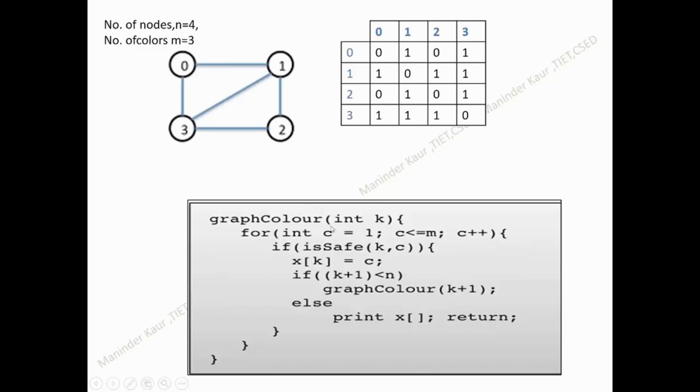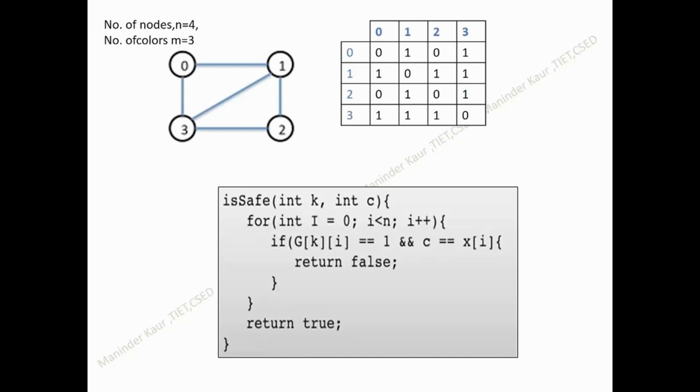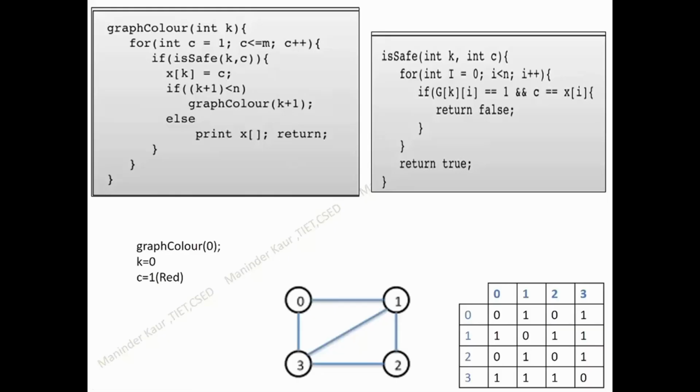Now this is the main underlying algorithm for coloring the graph. There is another subsection of this code that is called to check whether the vertex is being colored safely or not. Safely means the vertex is colored with a color such that no two adjacent vertices have the same color as the painted vertex. Now, how does this whole simulation take place? The main part of the algorithm is the graph color function. It takes as input the index of the vertex which is yet to be painted. Now we start with the zeroth vertex.